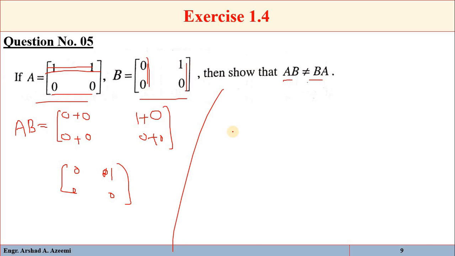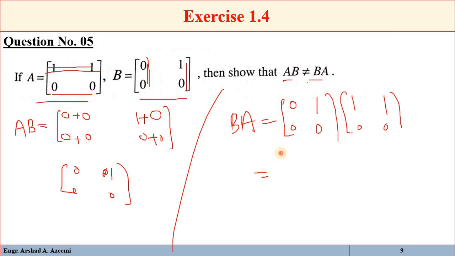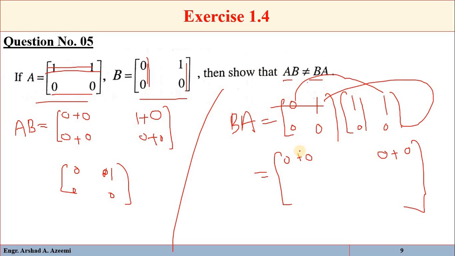Okay, now what will be BA? For BA first we have to write 0, 0, 1, 0, and the A matrix is 1, 1, 0, 0. Now let's see the multiplication. So first row with first column, so 0 plus 0, 0 plus 0, meaning 0 will be multiplied with 1, 1 will be multiplied with 0. Now second row with first column, again it will be 0, 0, and the next one will also be 0, 0. So the resultant is 0, 0, 0 and 0.